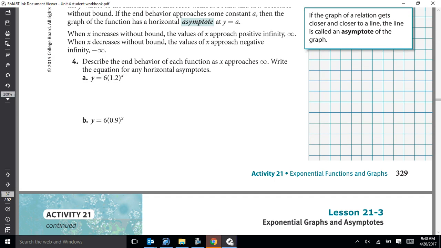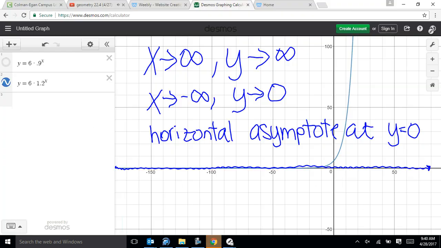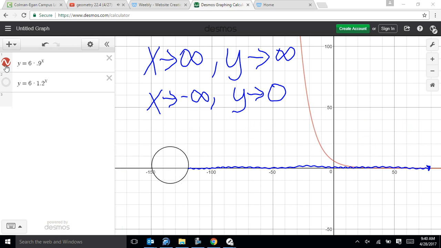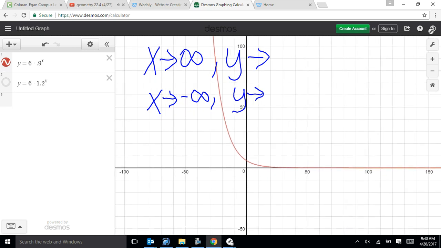All right, so now let's look at our other equation. So we have our decay. Looking at this, as we're heading to the right, as x goes to positive infinity, where's our function going? To what value? It's going to the Trump wall, which is our horizontal asymptote.